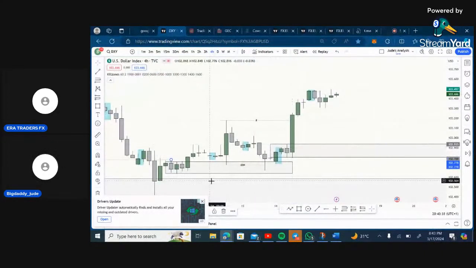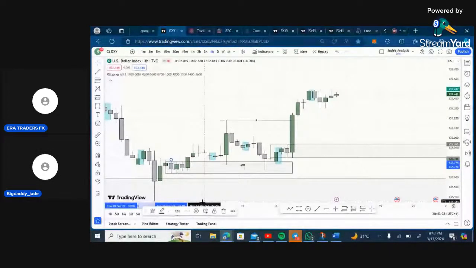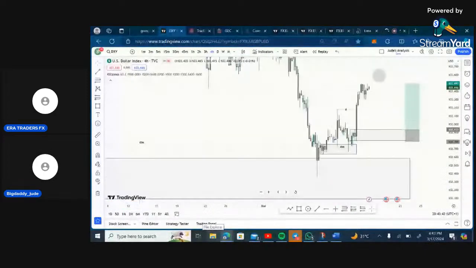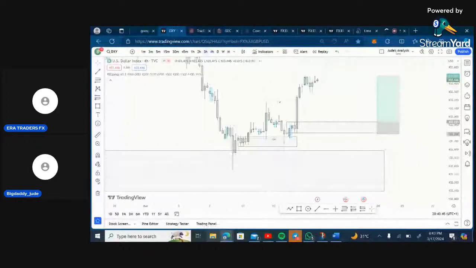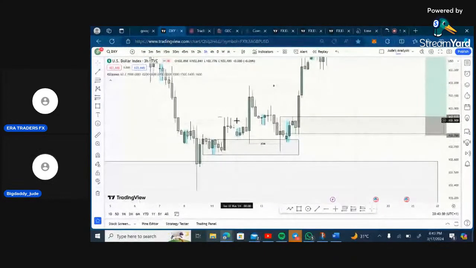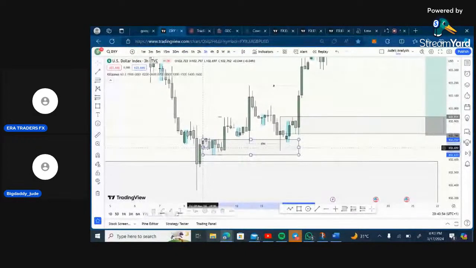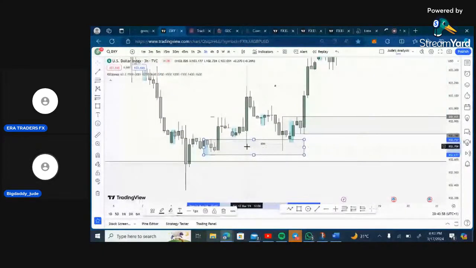What are we looking for? We're looking for internal structure. Come down here. Obviously, after a tap into that zone, you should see a nice change of character. Then price reacted off this order flow you have right here, created an inducement to the zone, swept inducements, tapped nicely into the order flow, and gave us a break of structure to the upside.